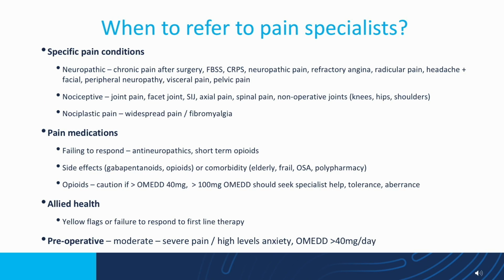In terms of opioids, the Faculty of Pain Medicine of the Australian and New Zealand College of Anaesthetists recommend anything more than about 40 OMEDs, consider engaging pain specialists. And I certainly think if it's anything greater than 100 milligrams, if there's aberrance, tolerance, pain medications are not working, get a pain specialist involved. We've got a psychiatrist who's an addiction specialist as part of our practice, and we think it's a very important aspect of pain management in a group of patients.